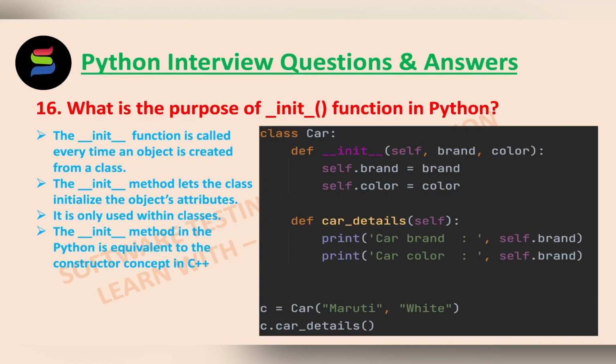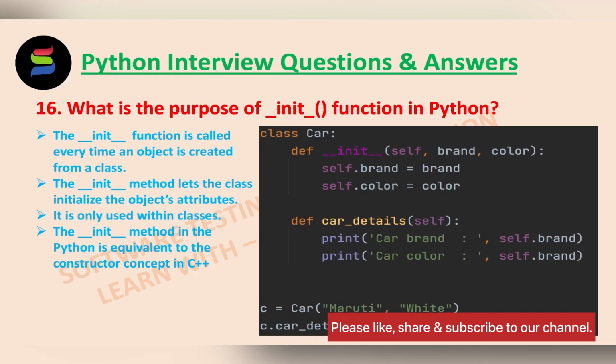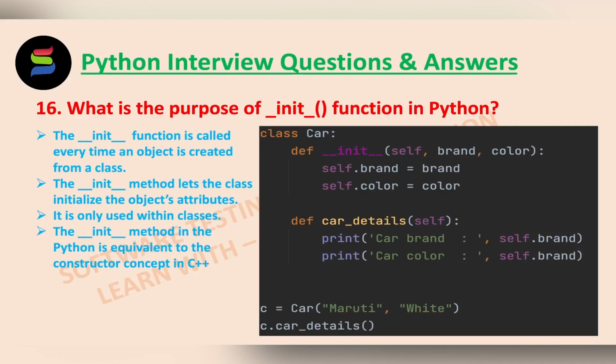The init method uses the keyword self to assign the values passed as arguments to the object attributes self.brand and self.color. We have also one more method, that is car details. Okay, there we are just printing car brand and car color. Okay, and how we are accessing that? We are accessing using the object, that is C. That's why we are writing C dot car details.